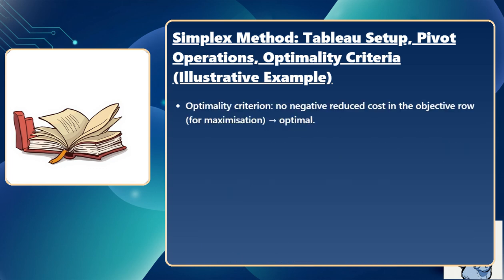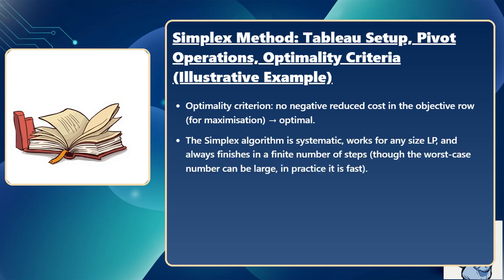Optimality criterion: no negative reduced cost in the objective row for maximization, which indicates optimal. The simplex algorithm is systematic, works for any size linear program, and always finishes in a finite number of steps. Though the worst case number can be large, in practice it is fast.